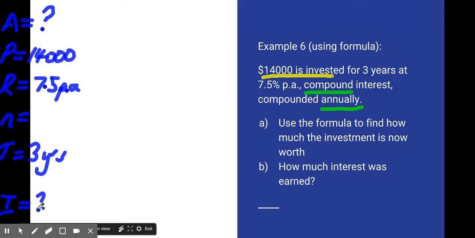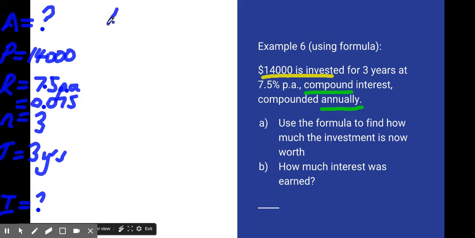So that's something else. All right, let's look at N. N is the number of compoundings. There's 3 years. We compound every year or annually. So we've got 3. And our rate is per annum, and we're compounding annually. So we just need to turn that into a decimal by dividing by 100. And here we go.